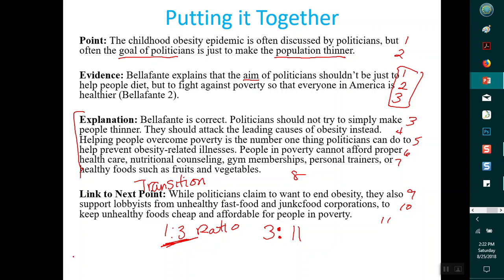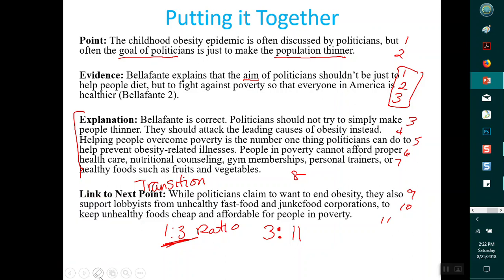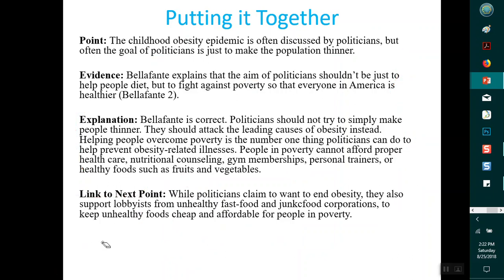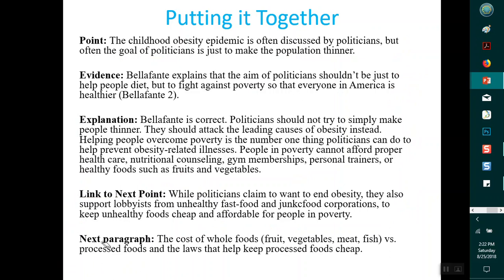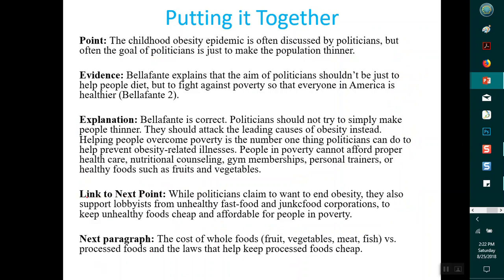I don't want you to have just a bunch of your explanation without any evidence, but I also don't want just evidence kind of strung together. The next paragraph talks about the cost of whole foods. So one of the things that I'd like you to note especially is with these links in the sample papers that I've given you, how do people transition? Do their transitions make sense?